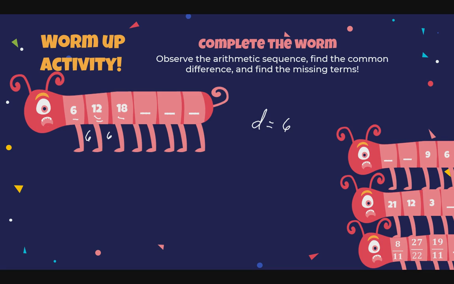Very good. 24. Next is 30. And last is 36. So those are the missing terms of our sequence.